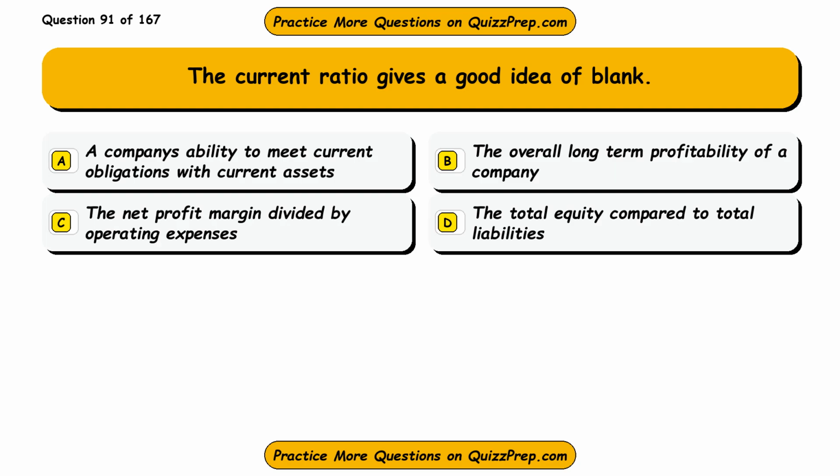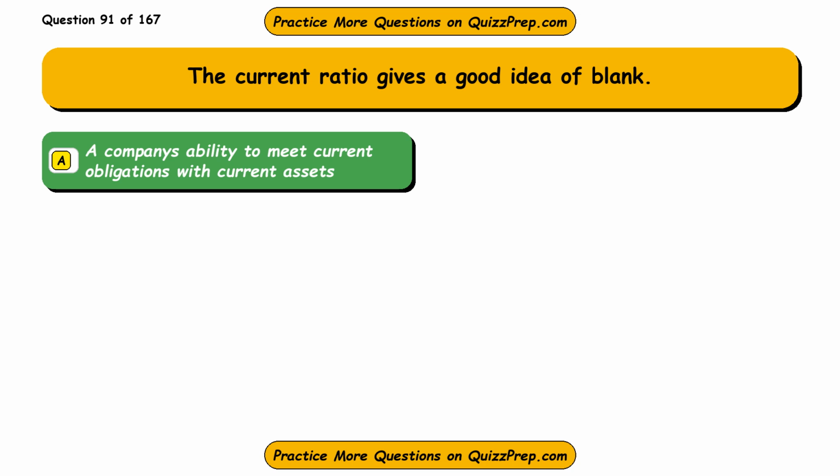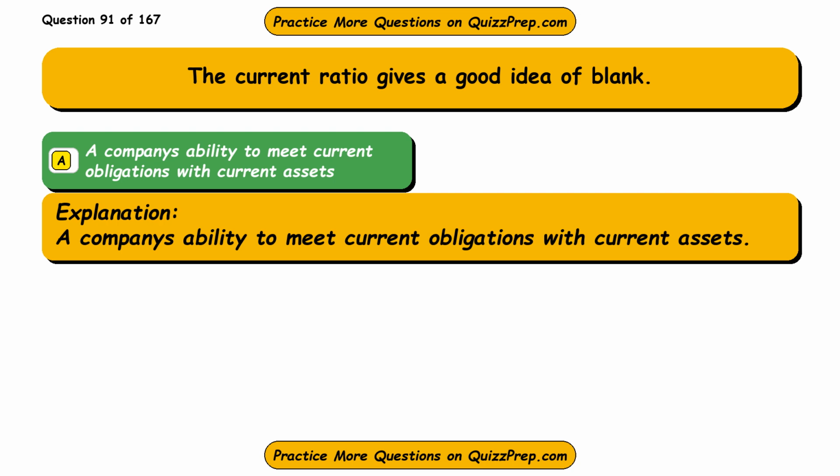Question 91. The current ratio gives a good idea of blank. Option A, a company's ability to meet current obligations with current assets. Option B, the overall long-term profitability of a company. Option C, the net profit margin divided by operating expenses. Option D, the total equity compared to total liabilities. The correct answer is option A, a company's ability to meet current obligations with current assets. A company's ability to meet current obligations with current assets.